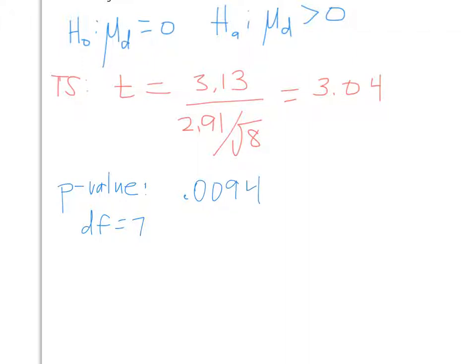So our conclusion is we are going to reject the null, that there's no difference in pain, and that's because our p-value is less than our significance level of 1%. All right, so we're rejecting that there's no difference in pain before and after the treatment.